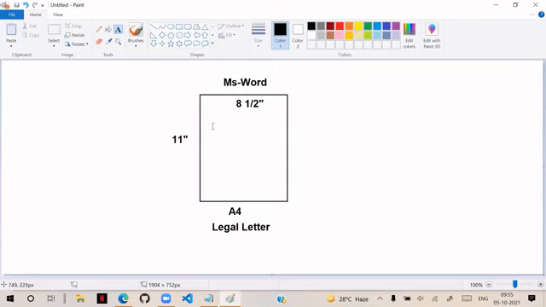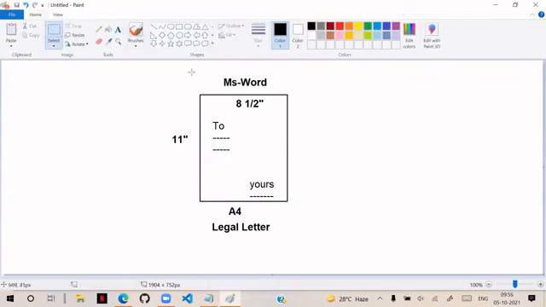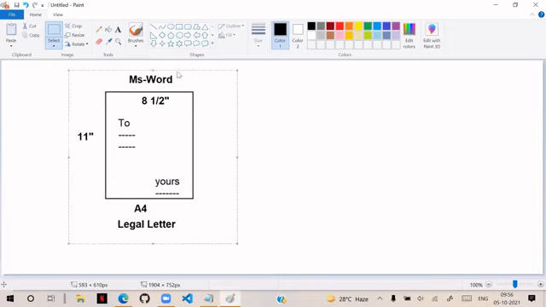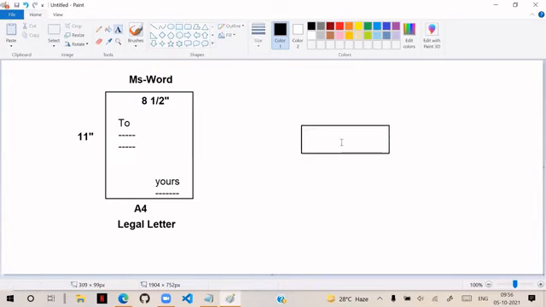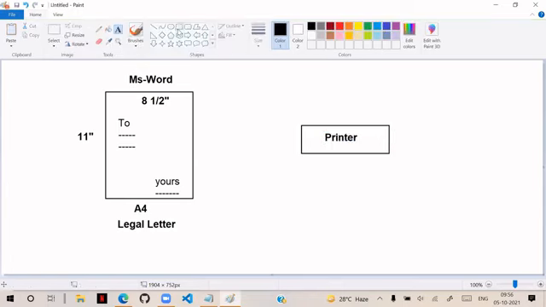Now, on this MS Word, I prepared a letter, some letter I designed. After preparing the letter in MS Word, we have to print this on a printer. On the printer, they give a paper, and this paper is the company's letterhead.